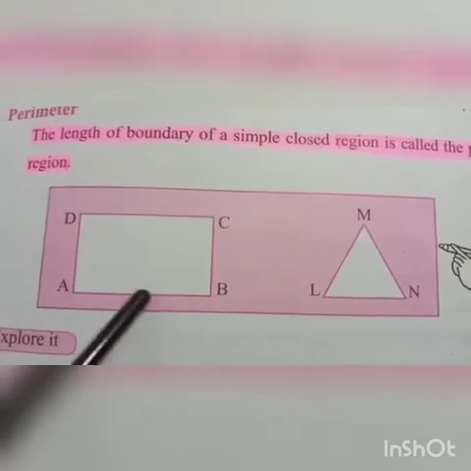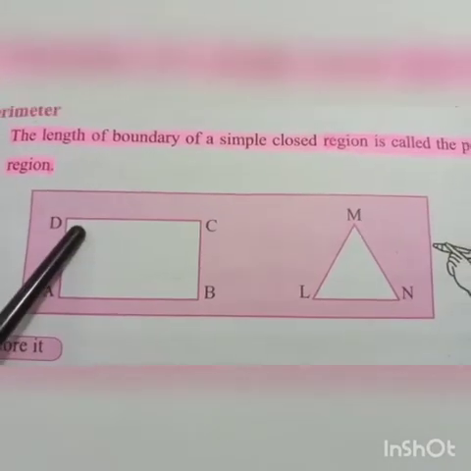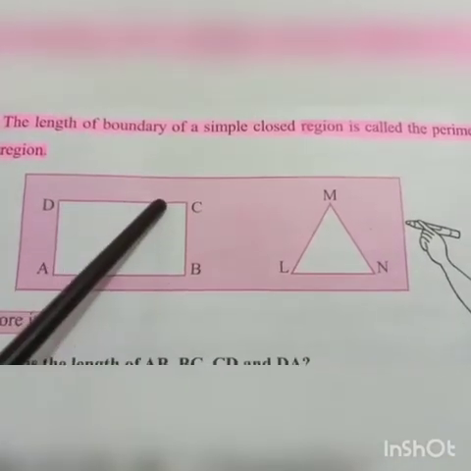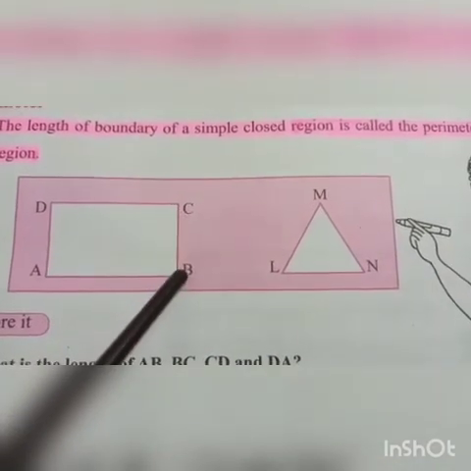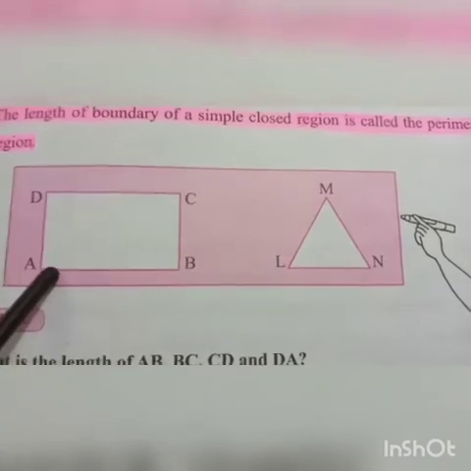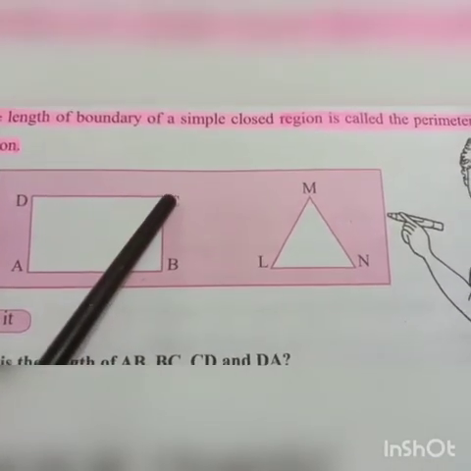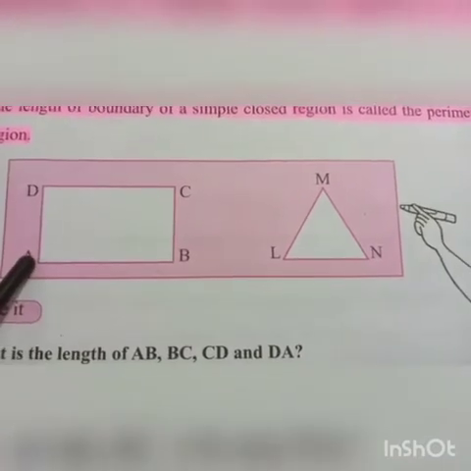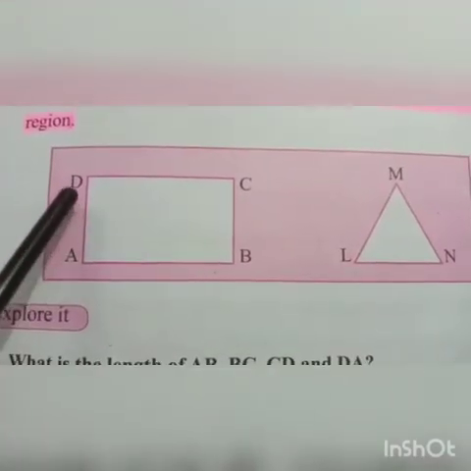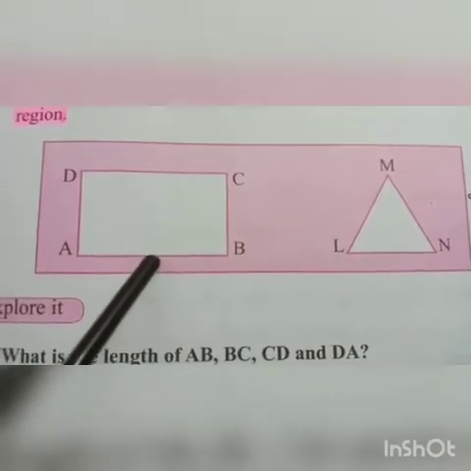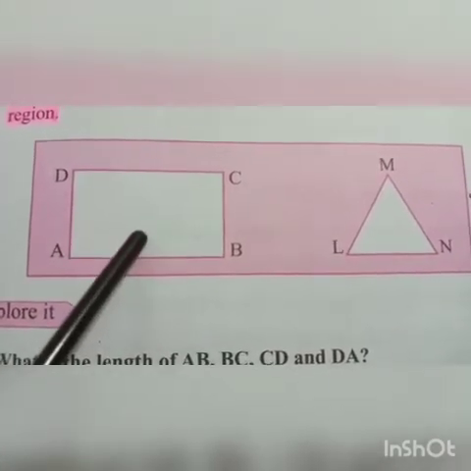It means that this figure is a closed figure, and the length of the boundary of a simple closed region is the perimeter of that region. It means that this is the boundary: A to B, B to C, C to D and D to A. And when we add the length of each side, then we will get the perimeter of that region.